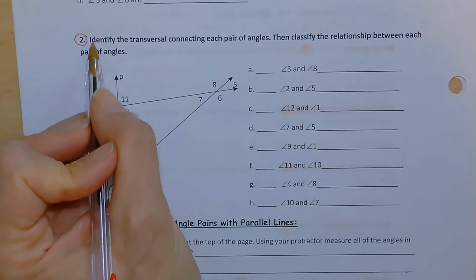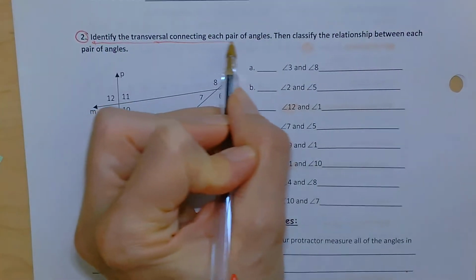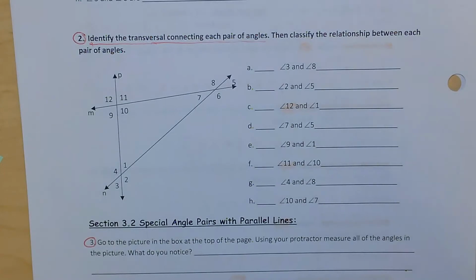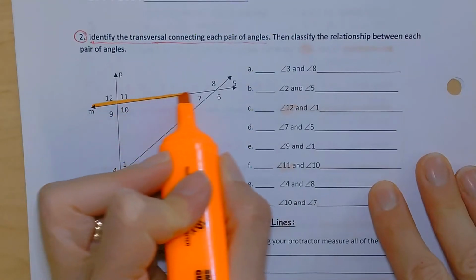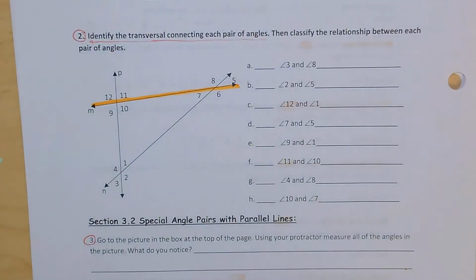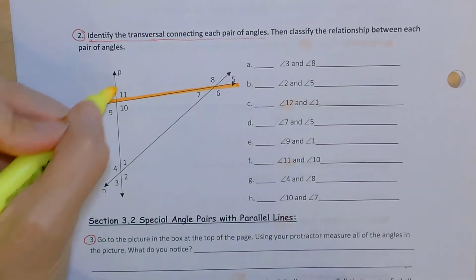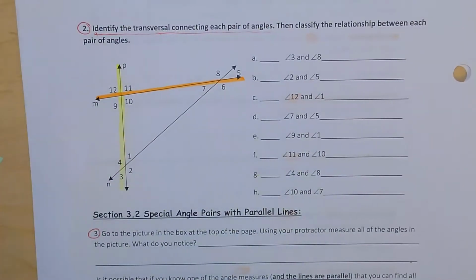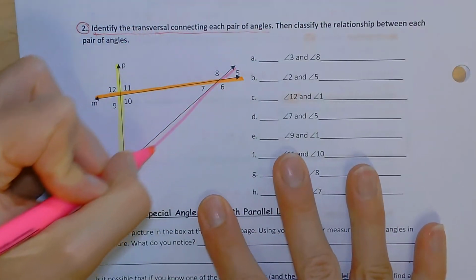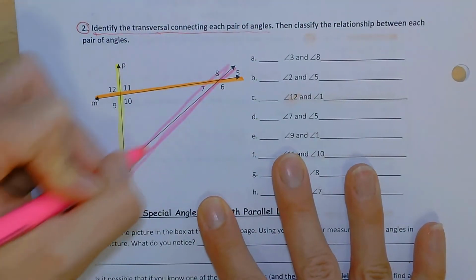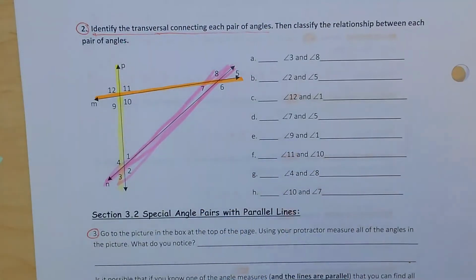So the first thing it wants us to do is identify the transversal that connects the angle pair. Each pair of angles will sit up against a line. So what I'm going to do is highlight my lines in different colors. I'm going to make one line orange, and then another line yellow, and then another line pink. So that way, when I'm referring to this with a color, whoa, that was a really bad line. Okay. I'll tell you which the transversal color is that they're sitting up against.